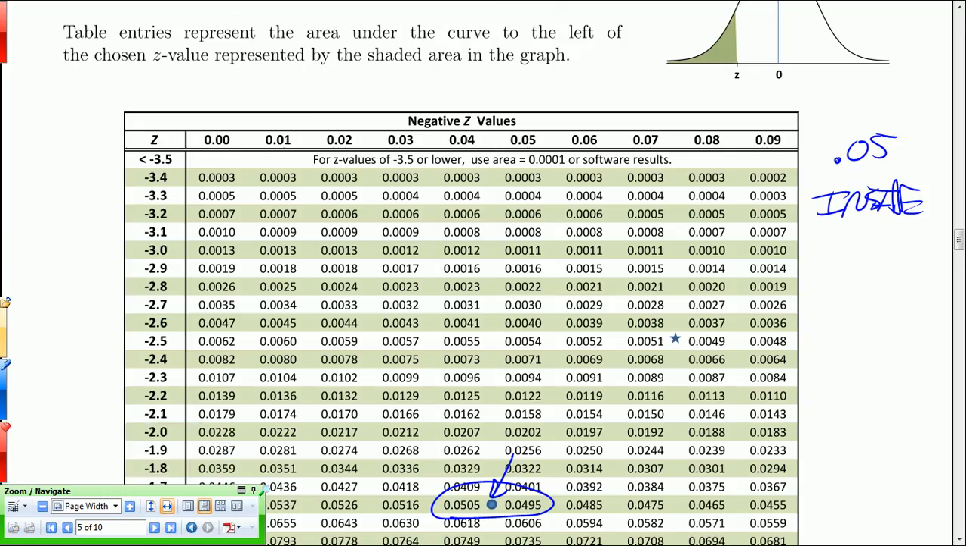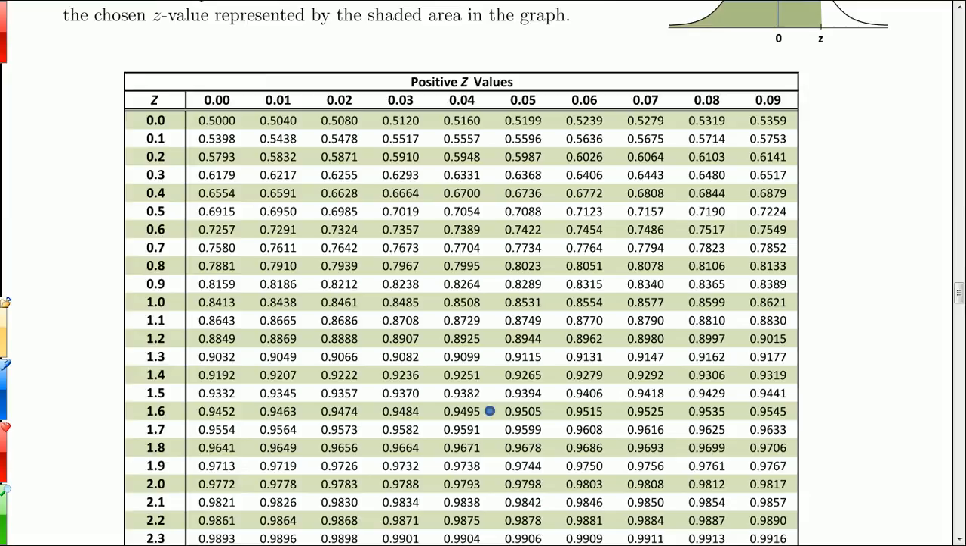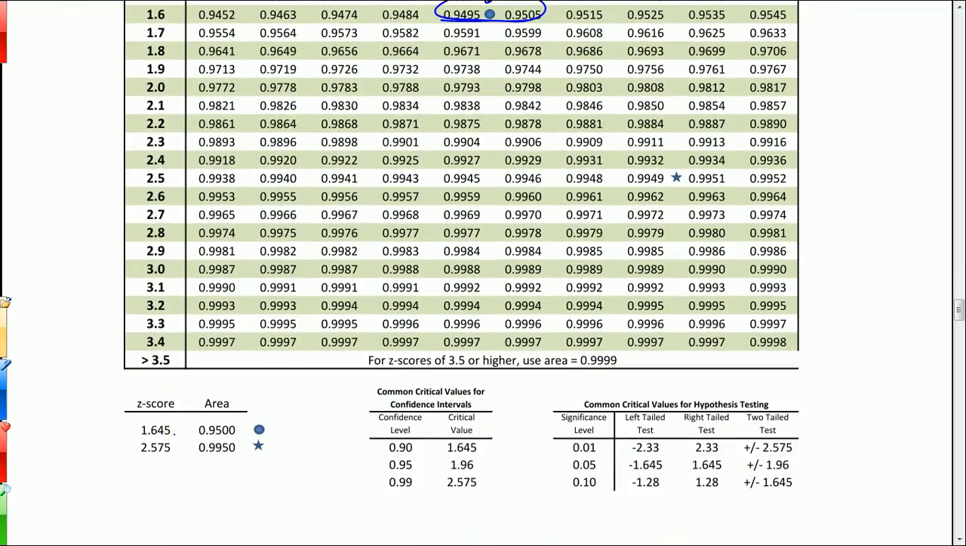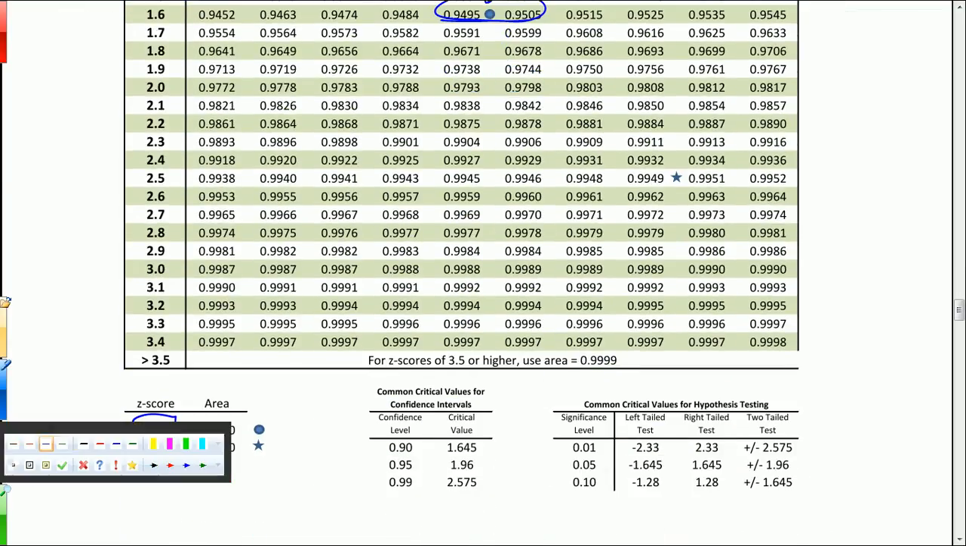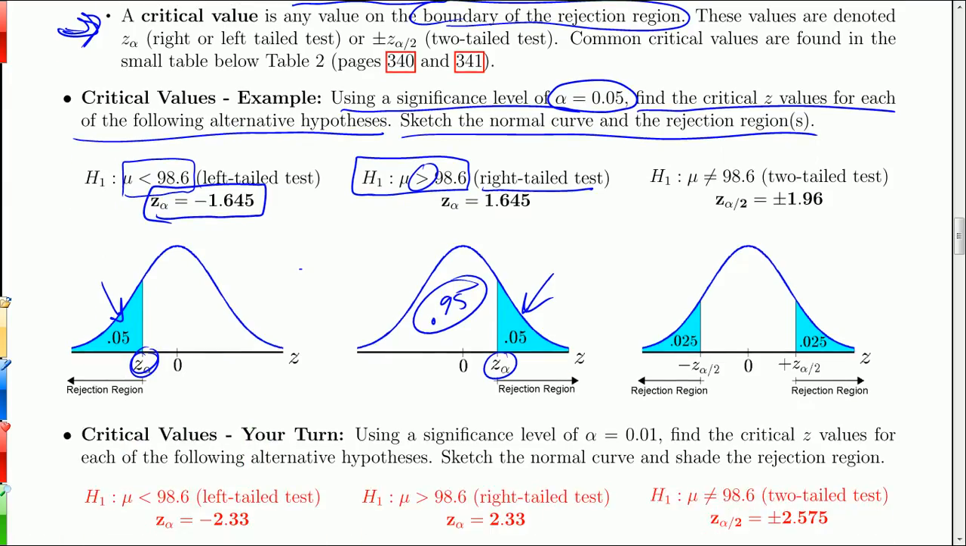Okay, so I need to get 0.95, so now I'm in a positive number. And if you look around, again, you'll notice you're here, there's a dot. So for 0.95, the z-score is 1.645. So that's where that z-score came from. Critical value, 1.645. So if I get a test statistic that winds up way up here, I'll reject the null hypothesis.